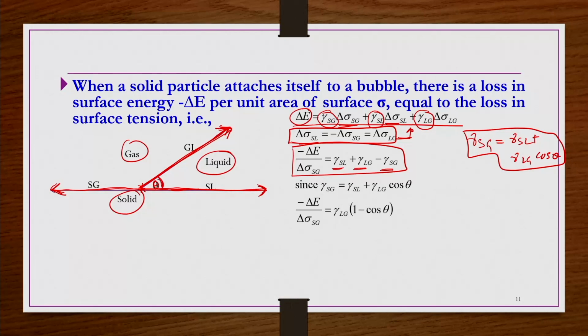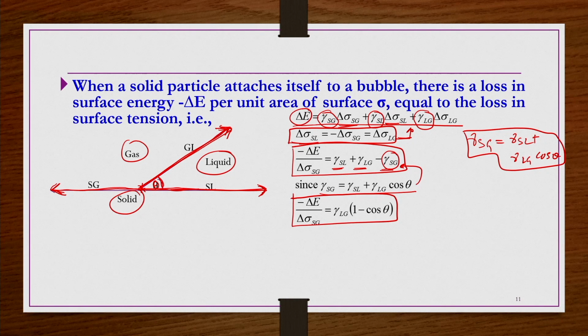But we have already seen that gamma Sg is equal to gamma Sl plus gamma Lg cos theta. So, in place of gamma Sg, you substitute here and then simplify, then you get minus delta E by delta sigma Sg is equal to gamma Lg multiplied by 1 minus cos theta. So, this is the energy loss or loss in surface energy when the solid particles are being attached themselves to bubbles.